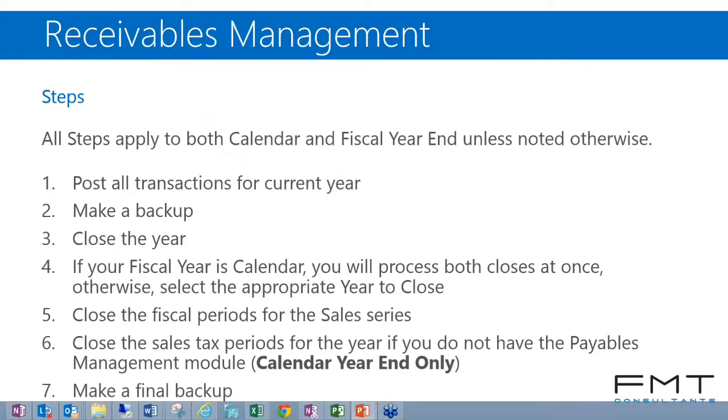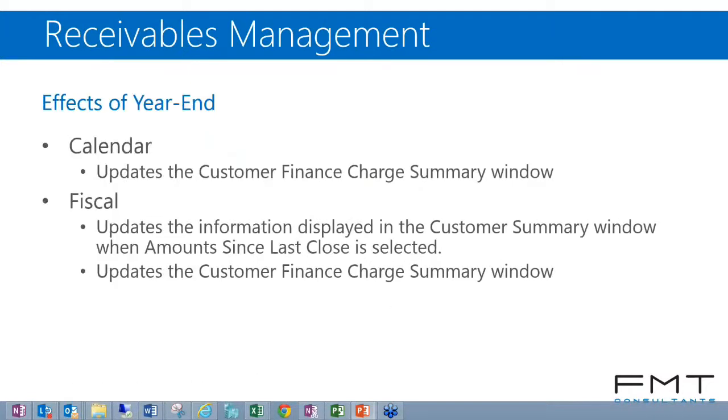So the effects of the year-end close, again, the calendar close updates the customer finance charge summary window, and the fiscal close updates the information displayed in the customer summary window when amounts since last close is selected. It updates the customer finance charge summary window as well.